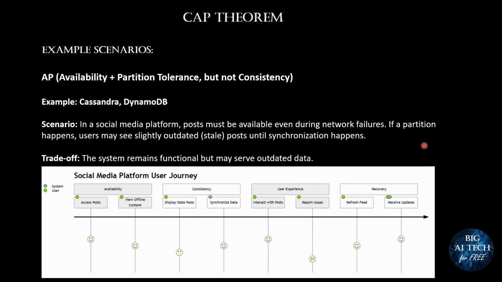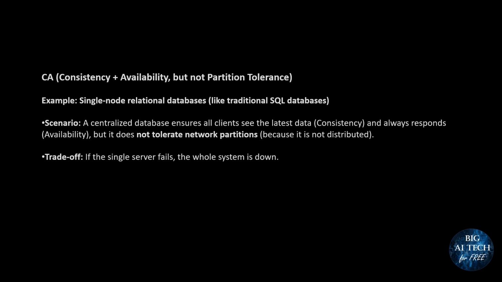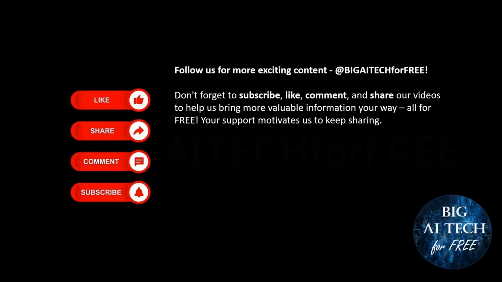The third one is CA, consistency plus availability, but not partition tolerance. Scenario: a centralized database always ensures all clients see the latest data, which is consistency, and always responds, which is availability, but it does not tolerate network partitions because it is not distributed. So as we discussed already, it's not a valid scenario for a distributed system. Here the trade-off is if the server fails, the whole system is down.